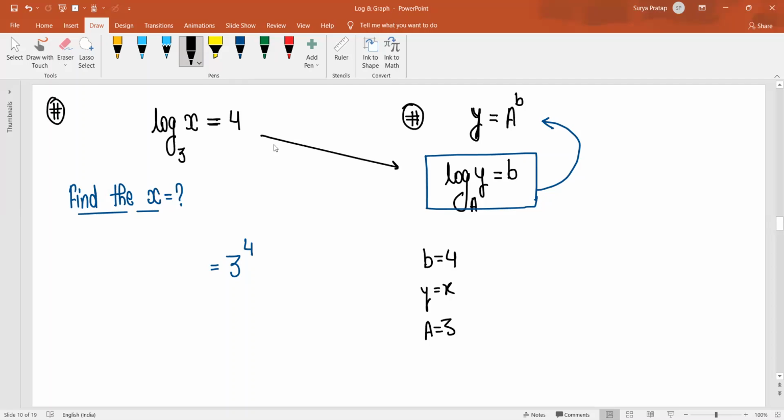So I can write this as: y means x is 3 to the power 4, and you can easily make 3 to the power 4 as 3 times 3 times 3 times 3, which is 81. So we easily calculated the value of x as 81.